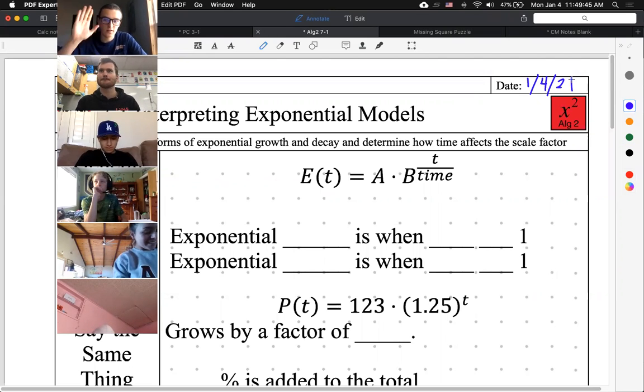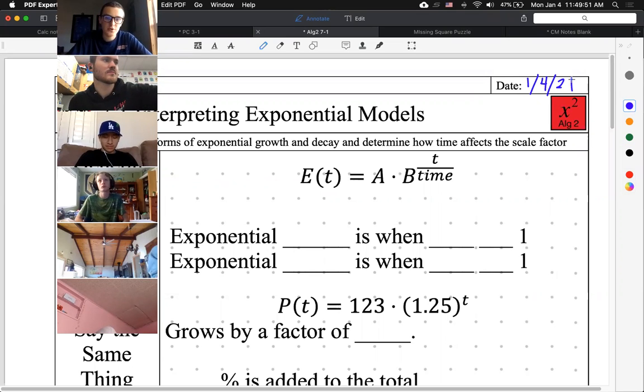Objective. Who wants to read that? Wyatt, go for it. Identify forms of exponential growth and decay and determine how time affects the scale factor. There it is. That's a mouthful of things. So let's jump right into this.